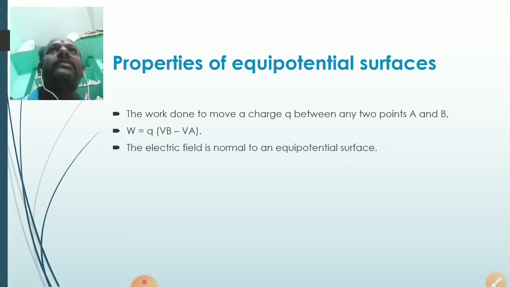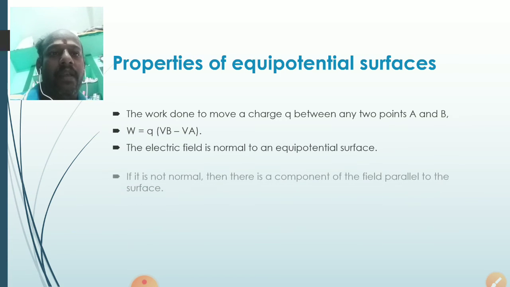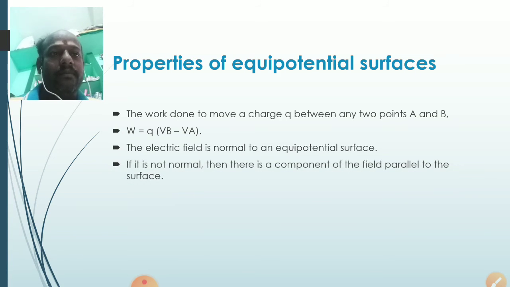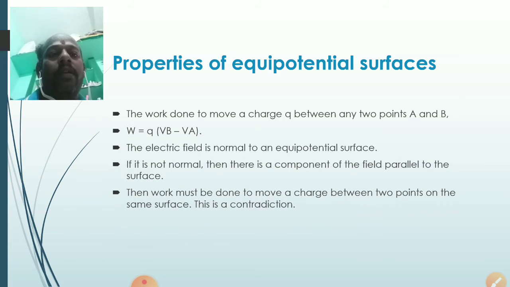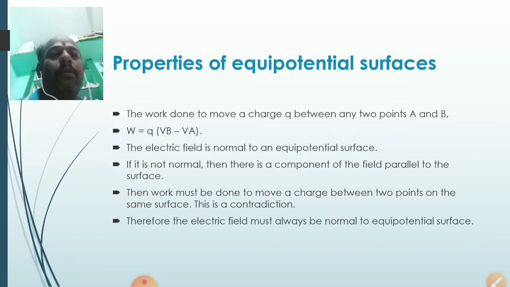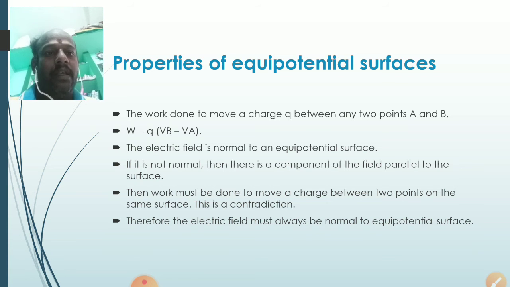And the electric field is normal to the equipotential surface. This is a very, very important point. If it is not normal, then there is a component of the electric field parallel to the surface. That is not possible, because then work would have to be done in moving a charge between 2 points on the surface. This is a contradiction. So the electric field is always normal to the equipotential surface. Therefore, the electric field must be normal.